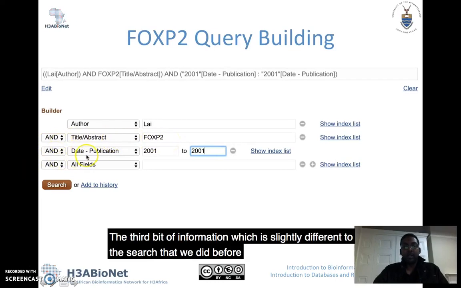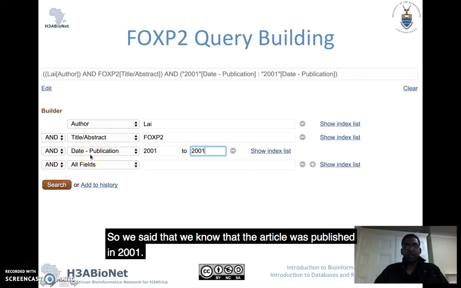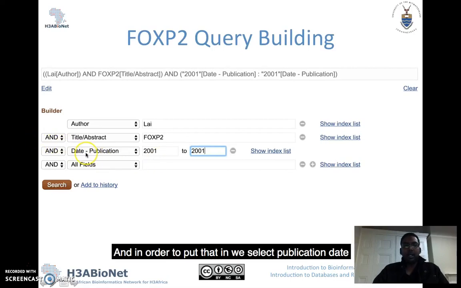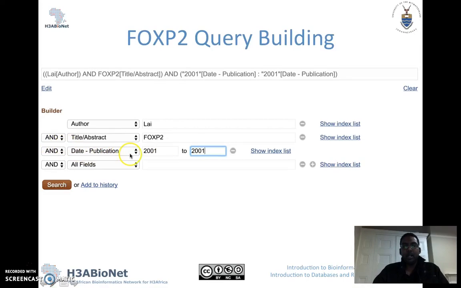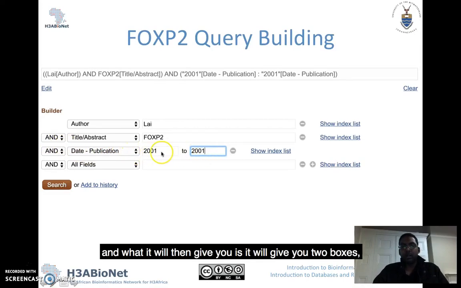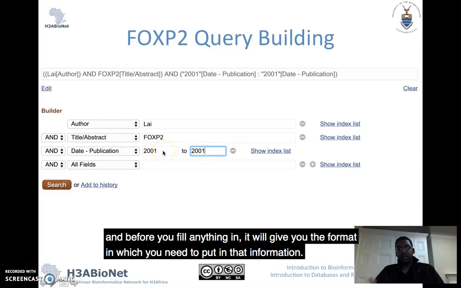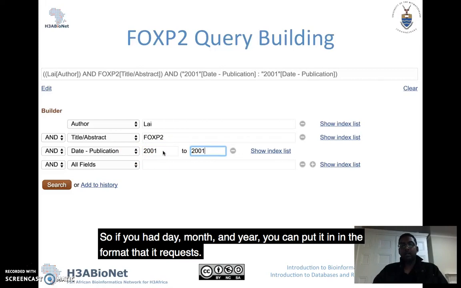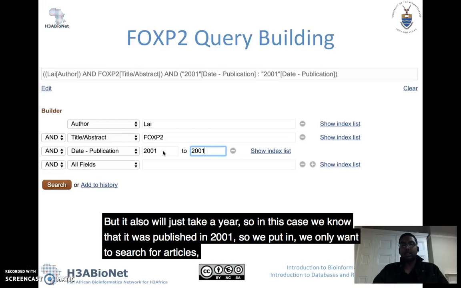The third bit of information, which is slightly different to the search that we did before, is we then have a publication date. So we said we know that the article was published in 2001. Okay, and in order to put that in, we select publication date, and it'll give you two boxes, right? And before you fill anything in, it'll give you the format in which you need to put in that information. So if you had day, month, and year, you can put it in the format that it requests, but it also will just take a year.